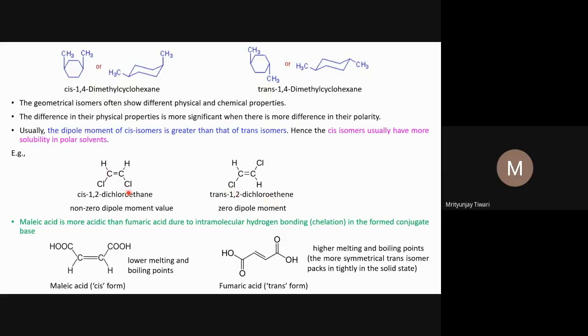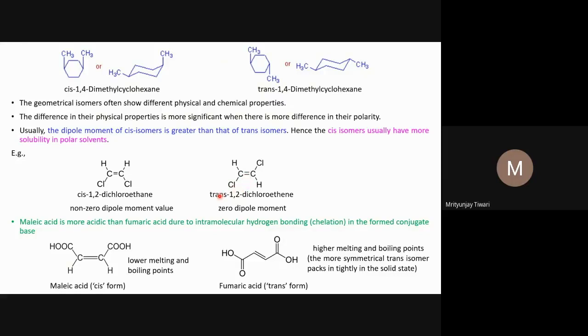So let's see the example of cis and trans isomers. This is 1,2-dichloroethene, with the two chlorine groups on two different carbon atoms of ethene. This can have two different symmetrical isomers: one is the cis form and the other is the trans form. If both Cl groups are on the same side of the double bond, that is the cis form. If the two groups are on opposite sides of the double bond, that is the trans isomer.